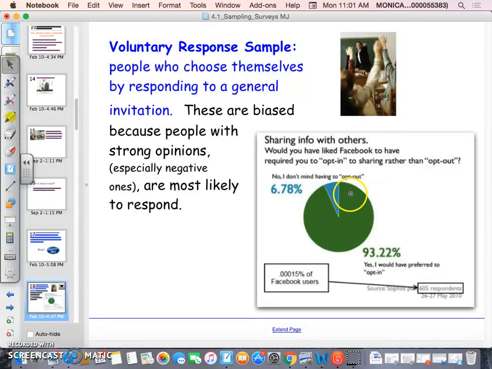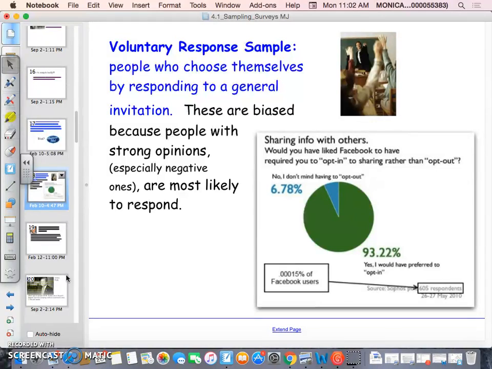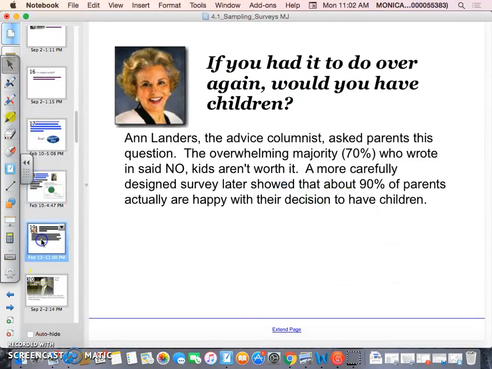So really, of these 605 people, most of them are probably irritated that you don't have to opt in. You can just get information shared with you anyway. And so you want to be careful about that. That's very similar to what we were talking about with American Idol, is that it is a voluntary response sample. And generally the people who are responding are young or teenage girls. Not always, but generally.